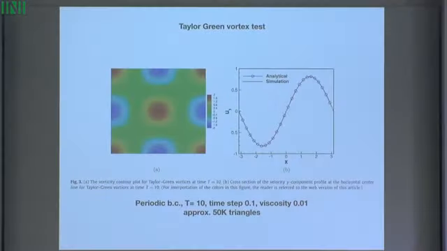So this is time evolution. This is Taylor-Green vortex with periodic boundary conditions. Viscosity is written there, about 50,000 triangles, and this is at time t equal to 10.